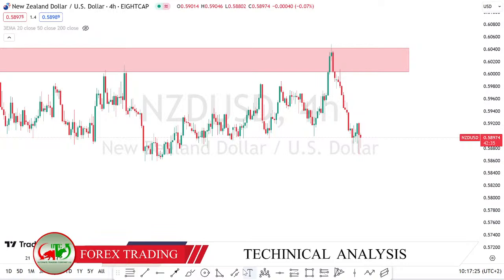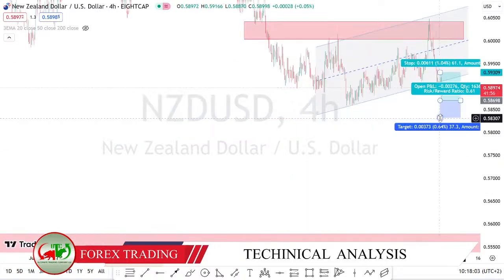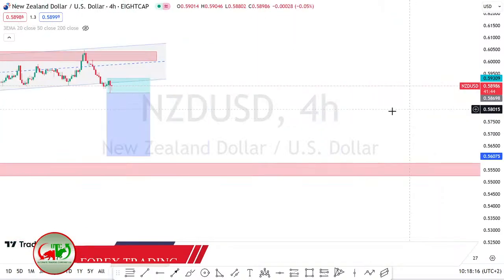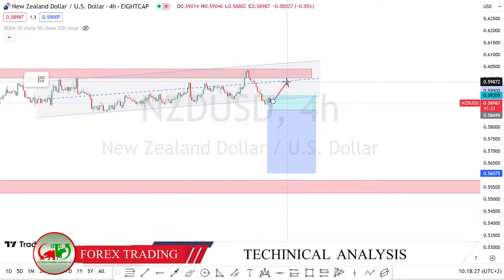If you are an aggressive trader, this is even a trading signal. You can sell here with a stop loss above this candle because this is a break and retest. This is the significant support we have on New Zealand USD. You can trade this if you are an aggressive trader. If you are a conservative trader, you can wait for this market to pull back at this resistance or at the range of this channel, and you can look for sell opportunities over there.